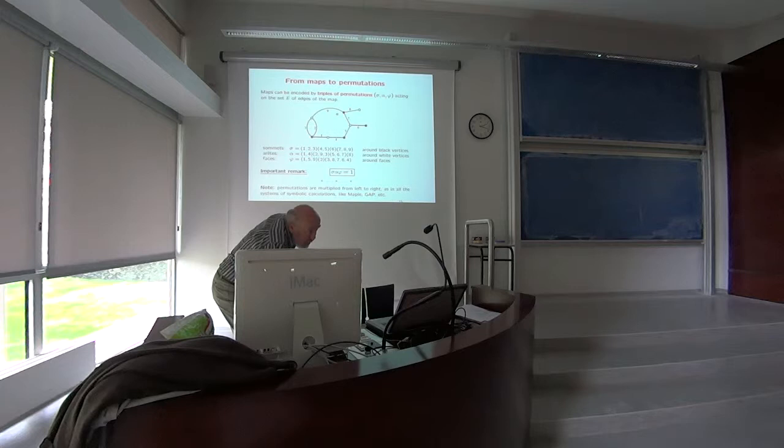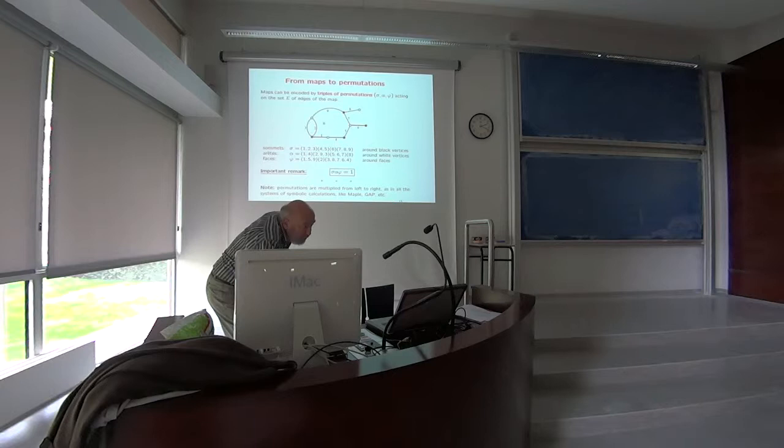Now, alpha corresponds to white vertices. 1, 4 is this vertex. 2, 9, 3 is this one, always in trigonometric order. 5, 6, 7, where is it? Here, 5, 6, 7. And 8 is a fixed point. Now faces, always the same trigonometric order inside the face, 1, 5, 9.